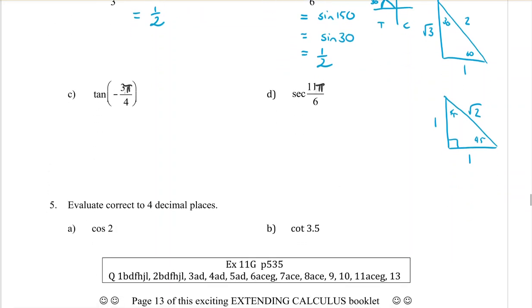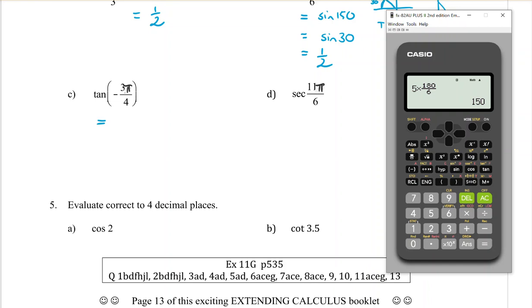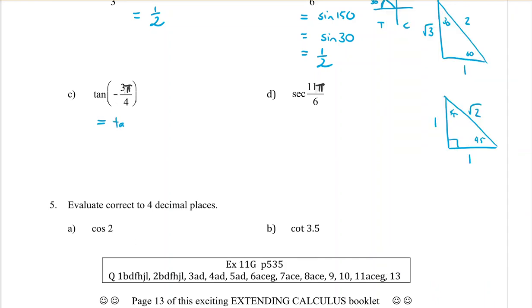Question C, tan of negative 3 pi over 4. First of all, let's change it into degrees. So I have negative 3 times 180, replacing the pi with 180, all over 4, equals negative 135 degrees. So tan of negative 135 degrees. Now a negative angle, when you're looking at your All Stations to Central, means that you're starting over here at 0 and you want to go backwards around the circle 135 degrees. So that angle in there is 135.